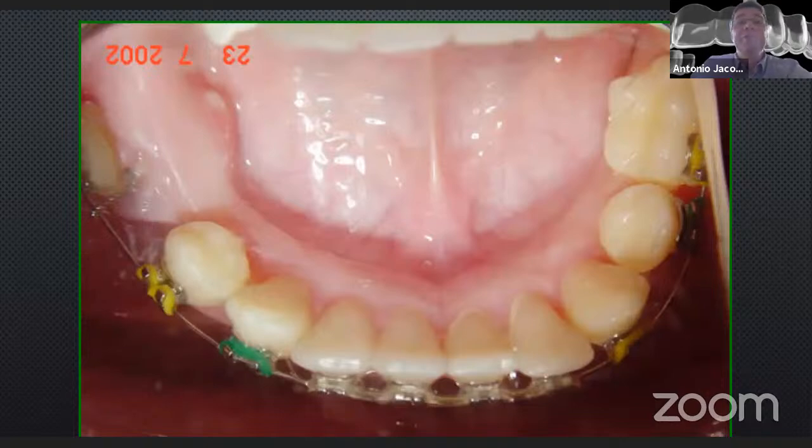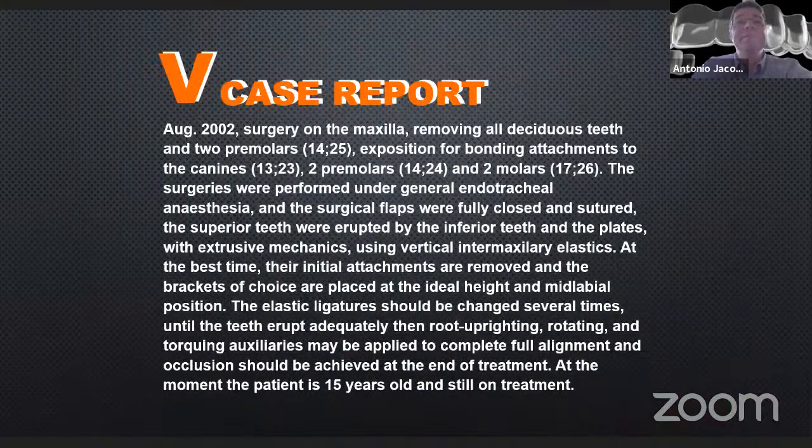And then we made the surgery on the maxilla, removing all the deciduous teeth and also 2 premolars, and doing the exposition for bonding attachments to the canines, 2 premolars and 2 molars. The surgery was performed under general anesthesia, and the surgical flaps were fully closed and sutured. The superior teeth were erupted by the inferior teeth and the mini plates with extrusive mechanics using vertical intermaxillary elastics.